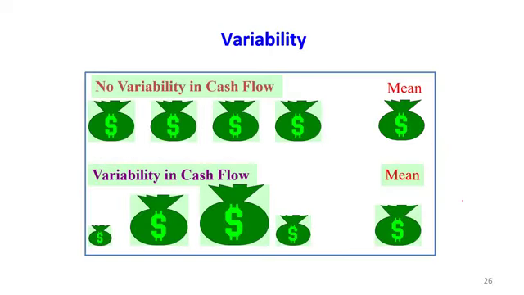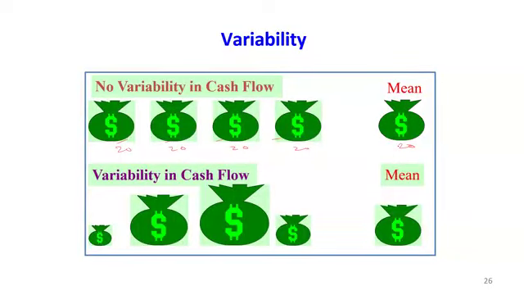Now, just look at this. Let's suppose I am dealing with cash flows. Every day I'm getting certain cash flows. If you see daily, my cash flow is exactly the same. So here there is no variability at all, because all the values are the same. For example, 20, 20, 20, 20. If I consider this, the mean would also be 20.